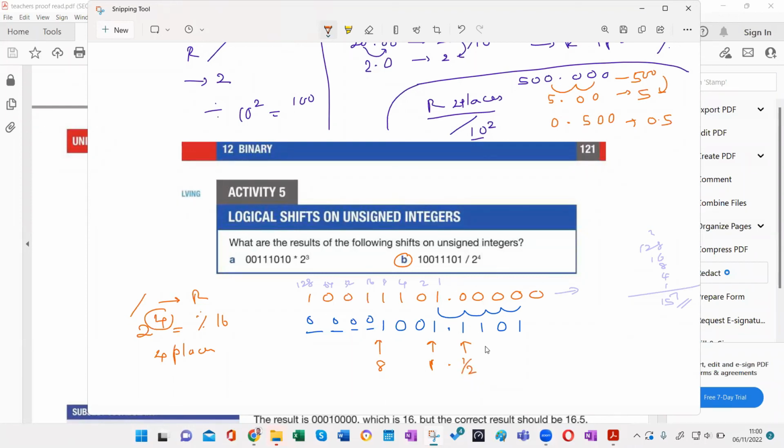What is it? 1 over 2. Okay, and this is going to be 1 over 4. That is 2 to the power minus 2. 2 to the power minus 1. And this is going to be 1 over 8. And this is going to be 1 over 16.